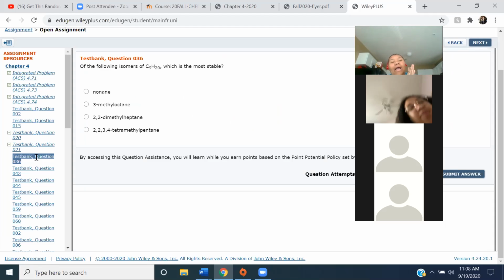Of the following isomers of C9H20, which is the most stable? Okay, so we have nonane, 3-methyloctane, 2,2-dimethylheptane, 2,2,3,4-tetramethylpentane. For that one, the more substituents you have, the more stable it's going to be. The last one is correct.